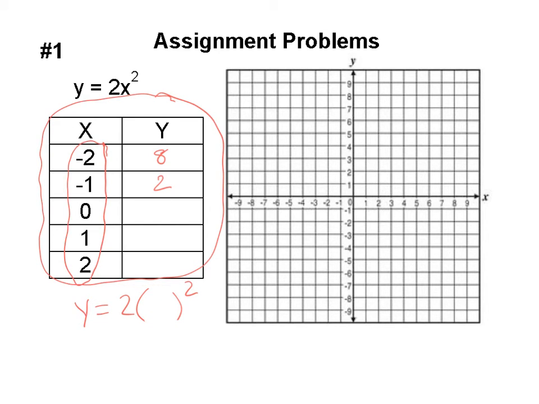Do the same thing as I am. Put a 0 in there. 0 squared is 0, and 0 times 2 is 0. So we end up with 0. All right, erase and replace. That's always the best way to do it. You don't have to rewrite it so many times.